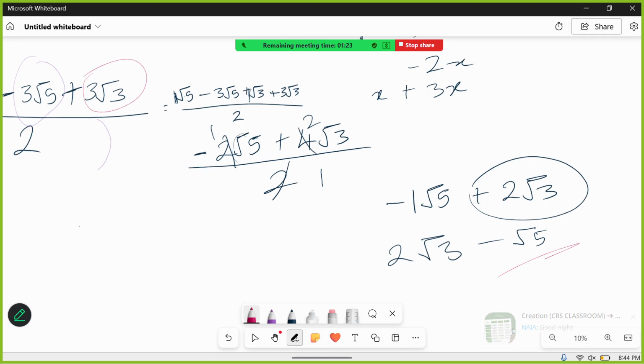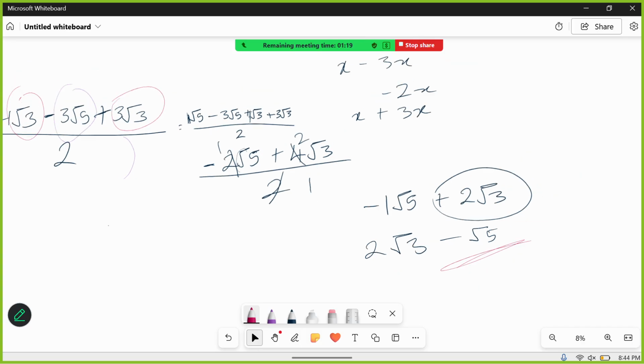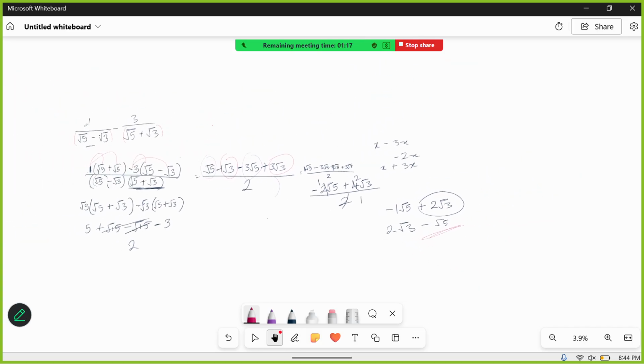Very simple stuff. Okay, let me zoom out so that you can see the whole process clearly.